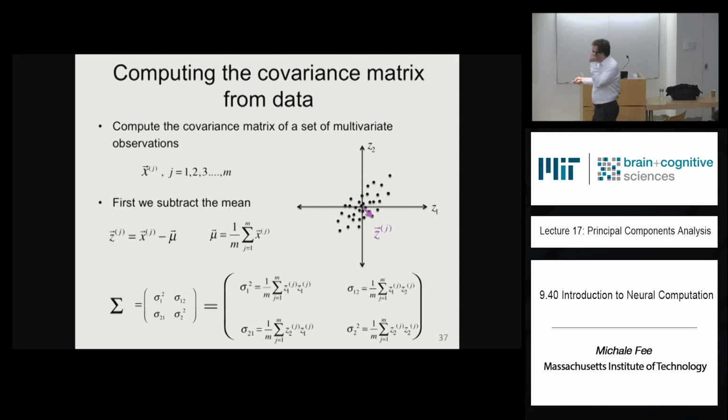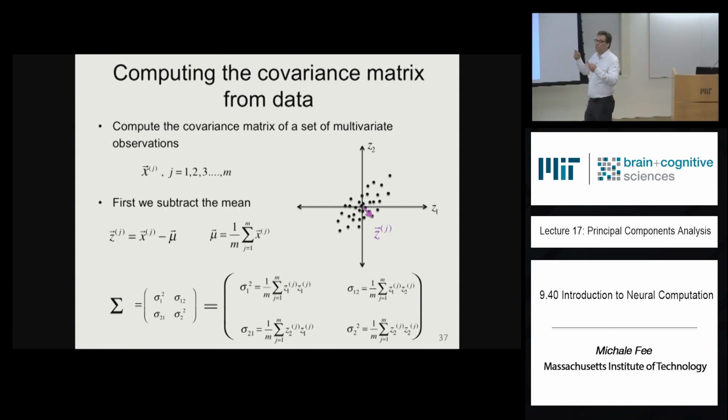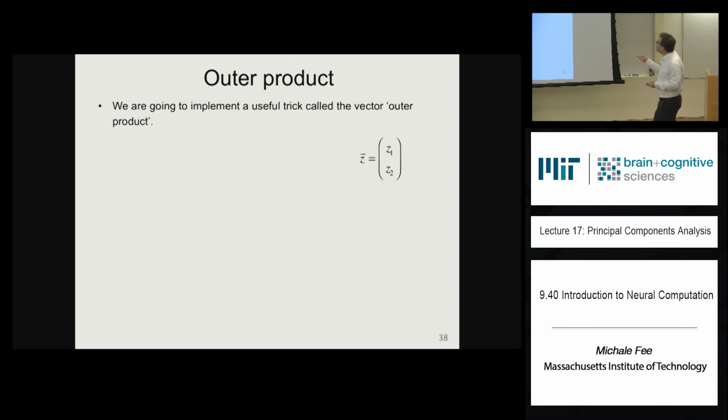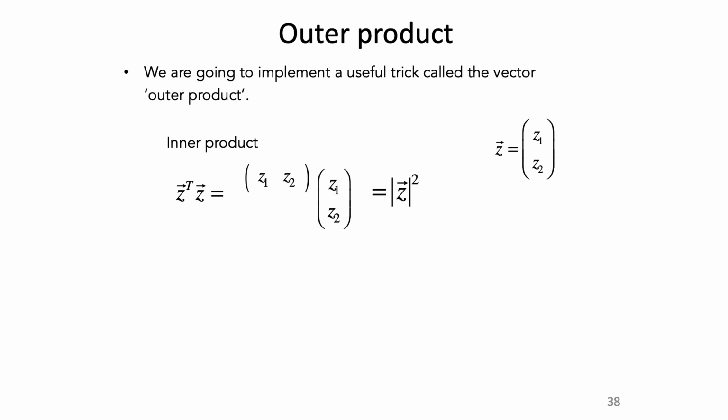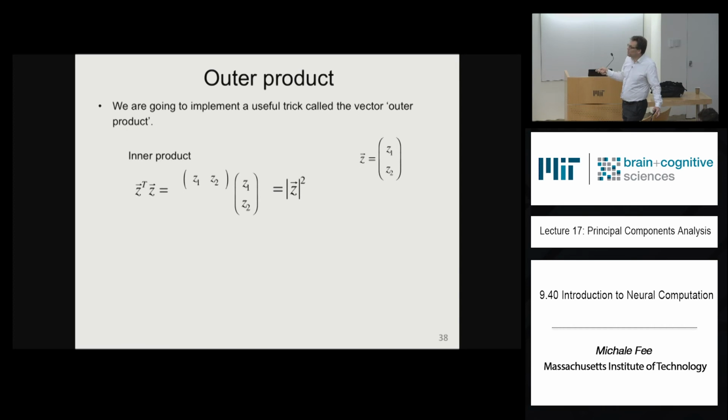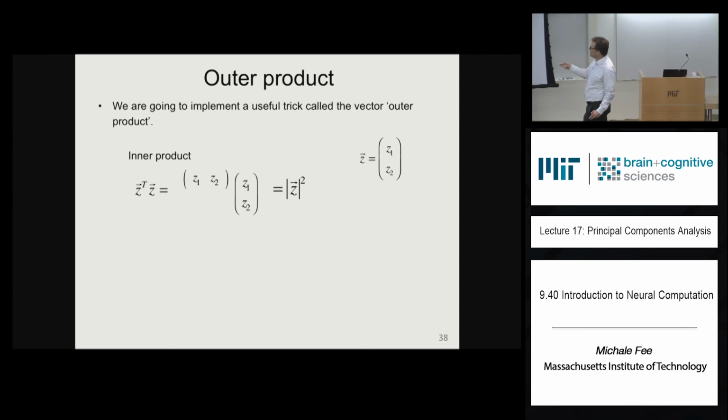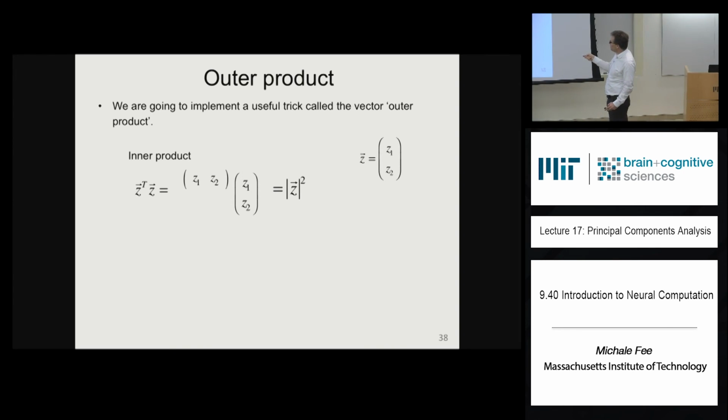It turns out that in MATLAB, this is super easy. Okay? So if this is our vector, one of our observations, we can compute the inner product, z transpose z, which is z1, z2 times z1, z2. That's the square magnitude of z.